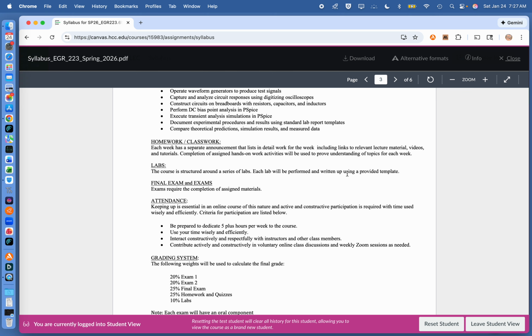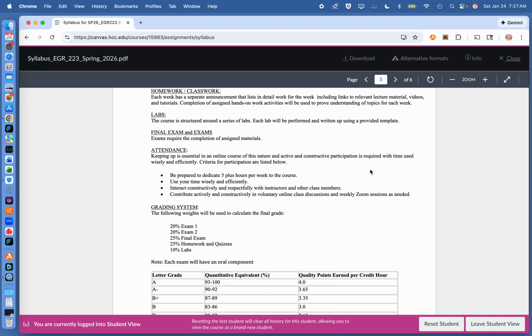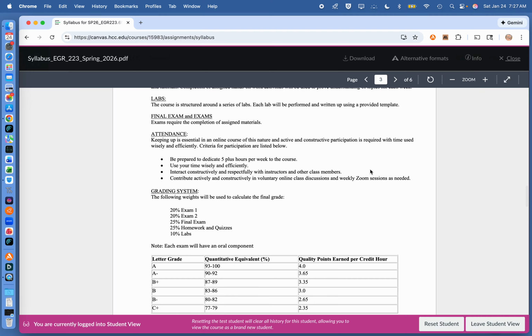All right, attendance. You're going to do about maybe 5+ hours a week for the course, and you want to make sure you use your time wisely. That 5+ hours per week is for the lecture content. And you've got 2.5 hours of lab each week. So it's a good 7.5 to 8 hours a week when you combine in the lab.